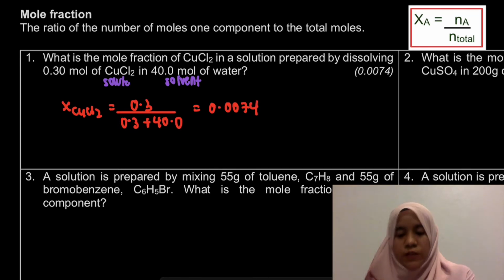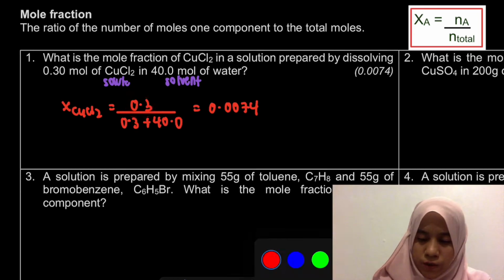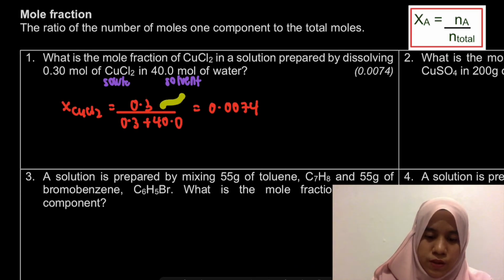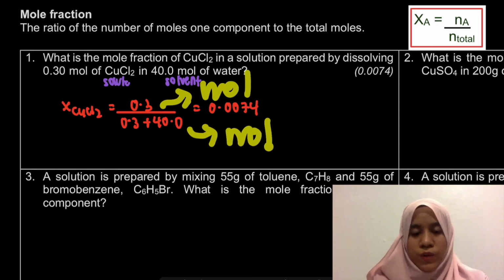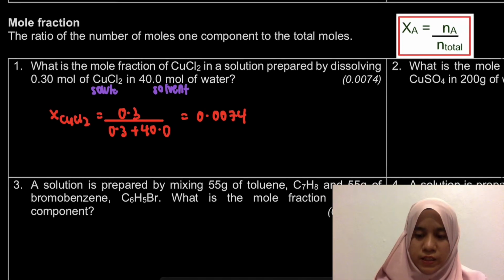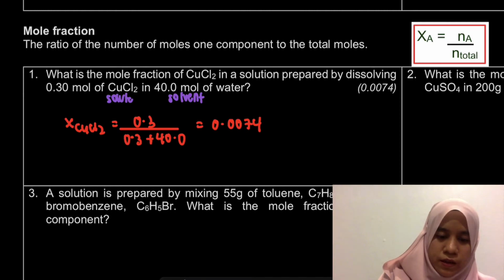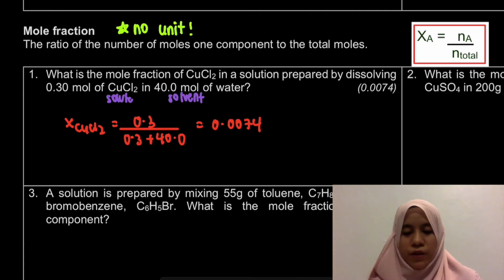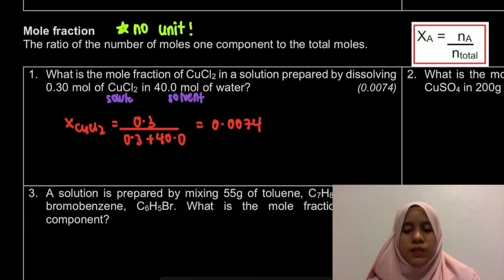Okay, so how about the unit? Okay, so dekat sini, this unit is actually, okay, kita guna yellow pula. This unit is actually mole. Okay, ni mole plus mole pun unit dia adalah mole. So when we divide it, it will be cancelled out. So that's why for mole fraction ni, there is no unit. So buatlah kat sini, no unit. So we have cancelled out the unit itself. So that's why, itu sahaja.